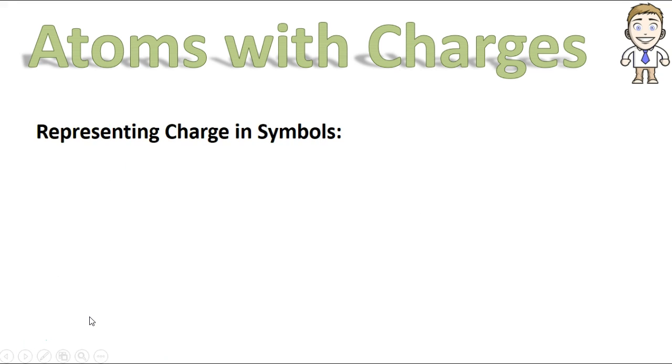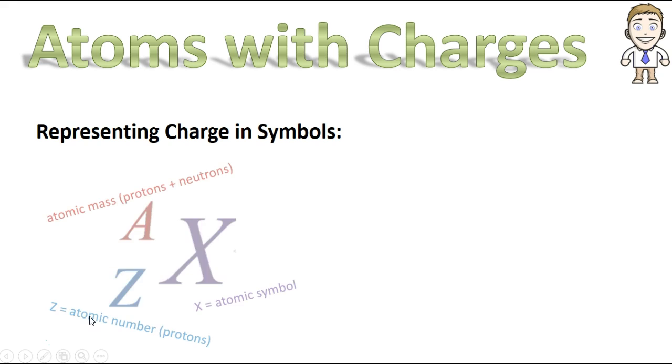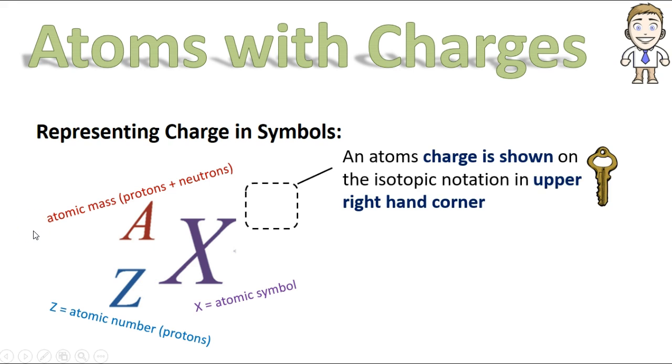There is one more thing we have to mention in this video, and that is, once you find the charge, how do you represent it on the isotopic notation to give a full picture of what an atom is like? It's a pretty simple answer. When you know the charge, you just put it in the upper right-hand corner. So if you find that it's +1, you fill in +1. If it's -3, you fill in -3, and so on.